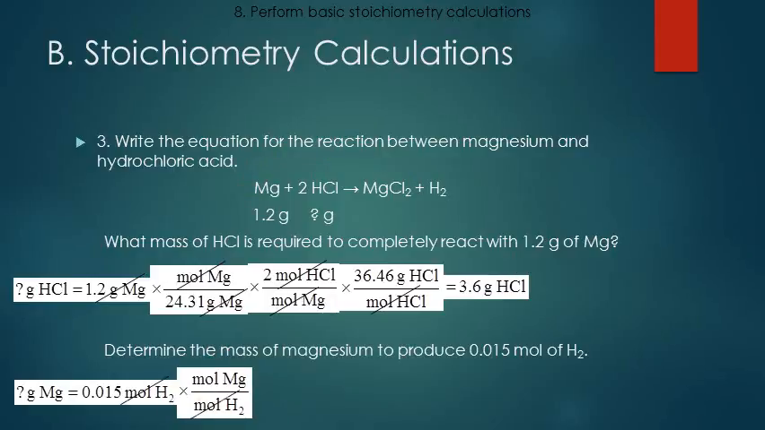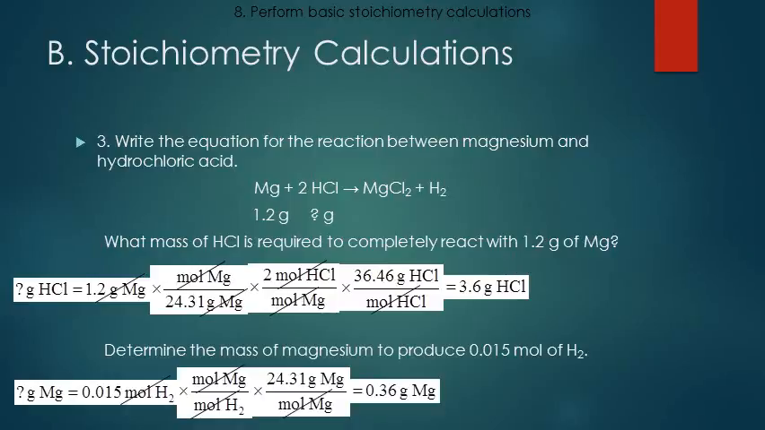So moles of H2 cancel. We have moles of magnesium. Now I can convert that into a mass by using the molar mass of 24.31 grams per mole. And we have solved the problem to give us 0.36 grams of magnesium.